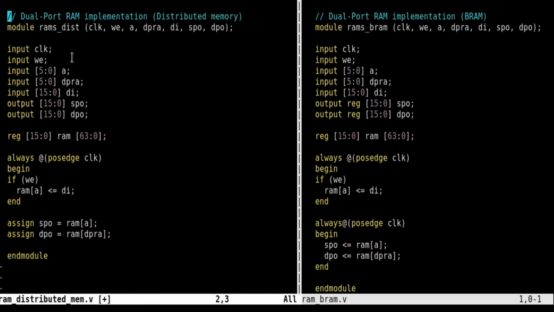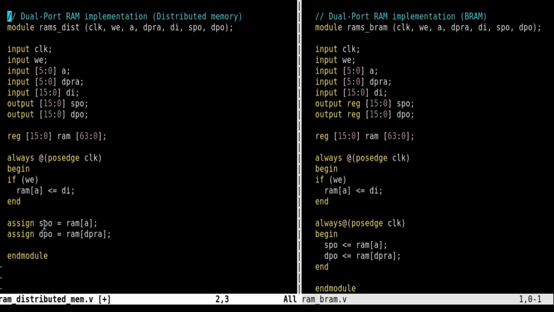Friends, you can see both the codes side by side. The first one is where we have implemented RAM with the help of distributed memory, and the second is where we have implemented RAM with the help of BRAM. The module name is the same, inputs and outputs are the same, the RAM declaration is the same, and the write mechanism is also the same. The only difference is in the read case.